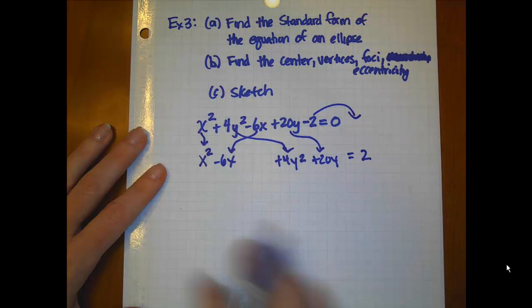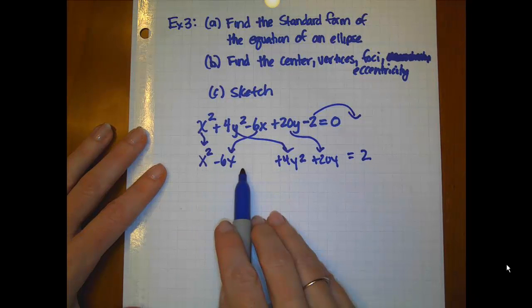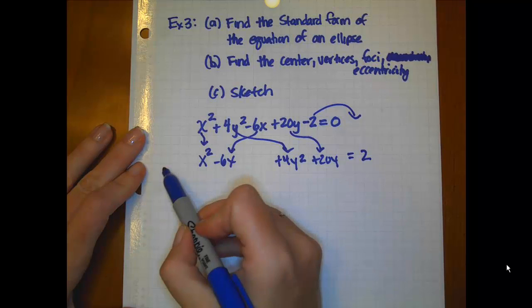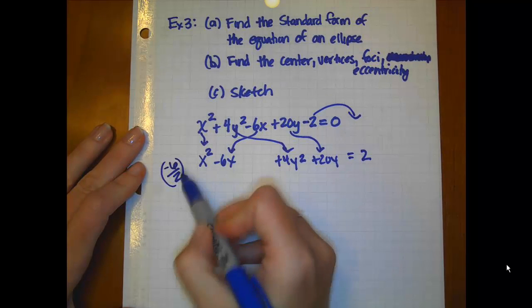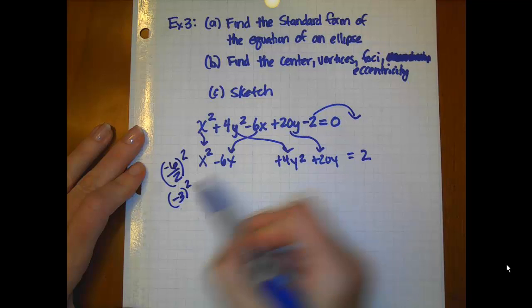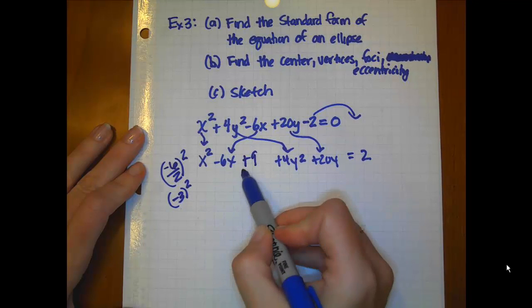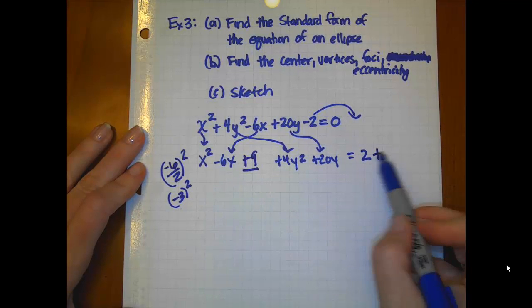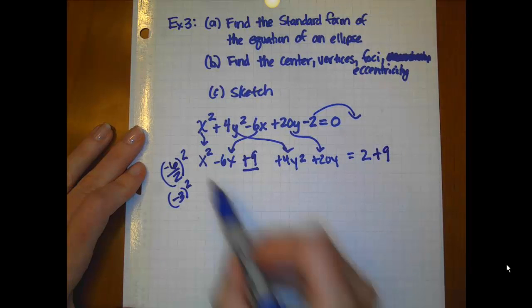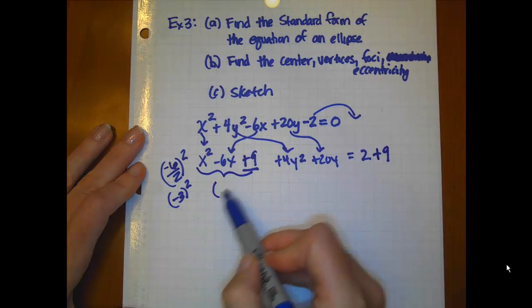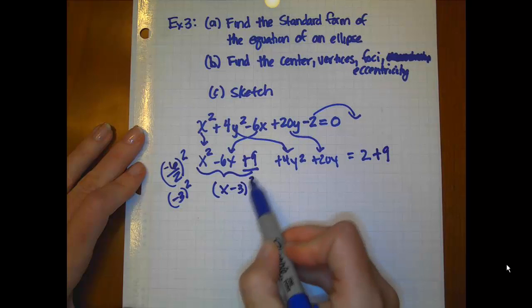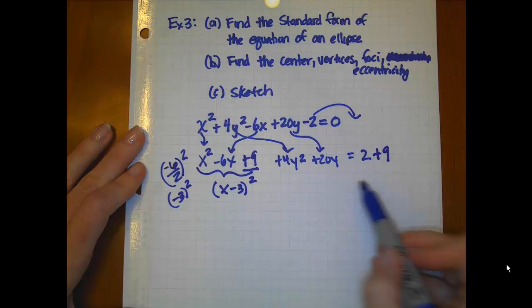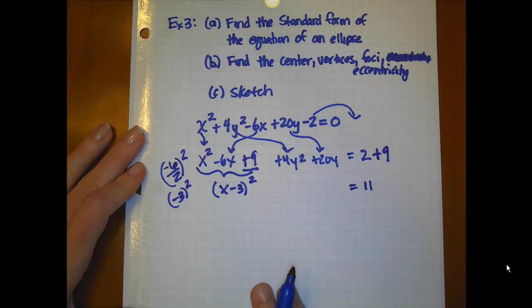All right, let's just deal with the x family. If I complete the square, this is pretty easy to do. I can take negative 6 divided by 2 and square it, which is negative 3 squared, which is 9. But if I'm adding 9 to one side of the equation, I have to add 9 to the other. So this portion right here is going to factor into the binomial squared, x minus 3, the quantity squared, and I have 11 on the other side.